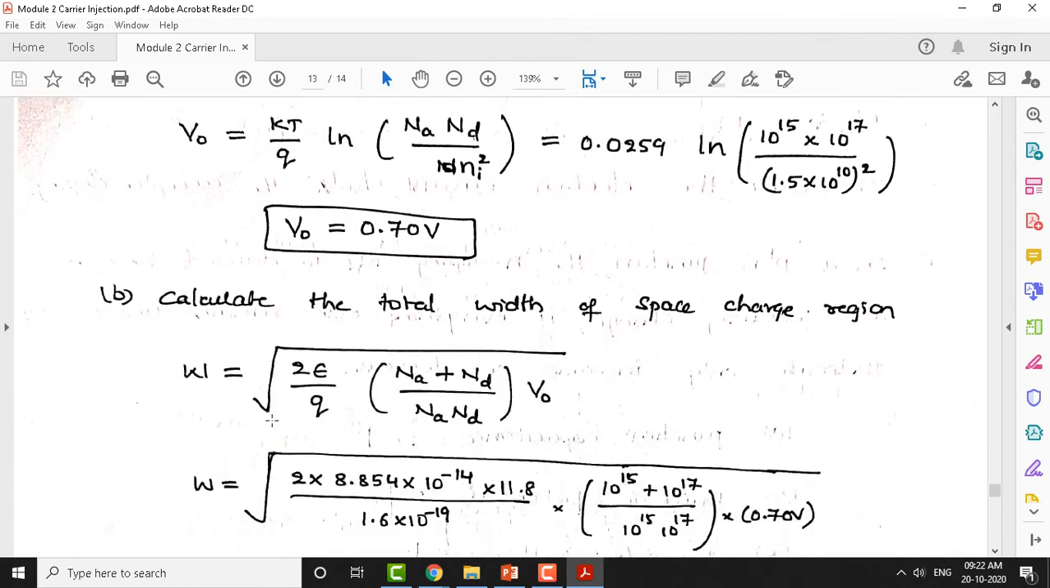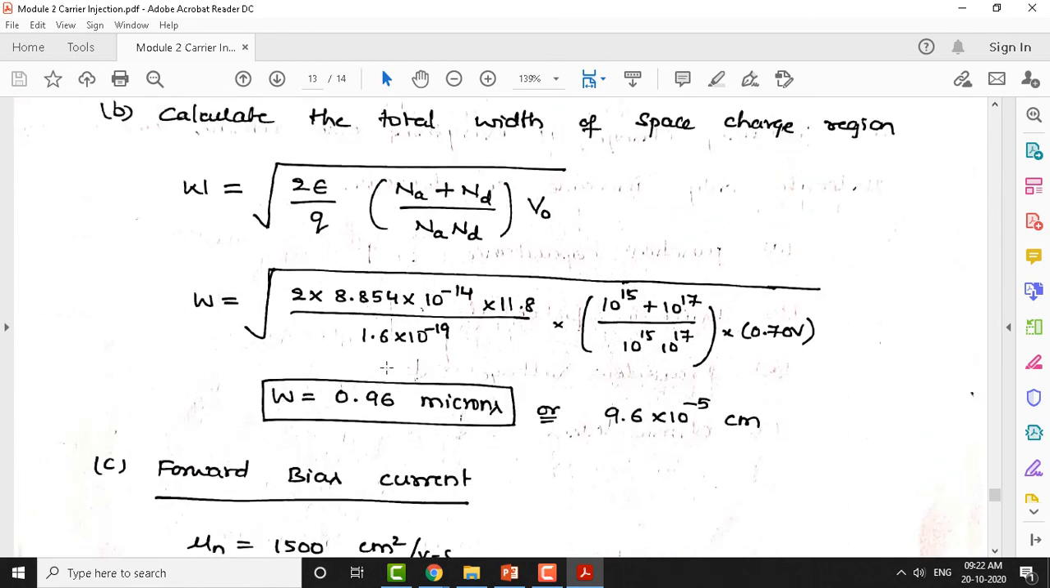For the total depletion width, this formula can be used. Substitute all the values of Na, Nd, V naught, epsilon, and remember the epsilon value is epsilon naught into epsilon r. For silicon, epsilon r must be used, which is 11.8. Sometimes these values are not given in the examination, so you must remember this value. The epsilon you are seeing is a product of epsilon naught into epsilon r.